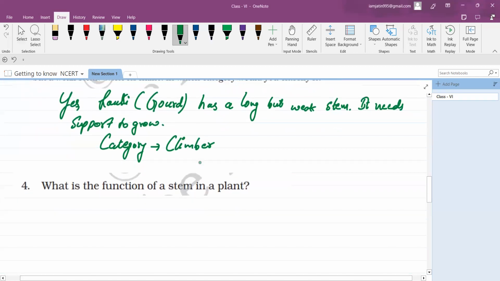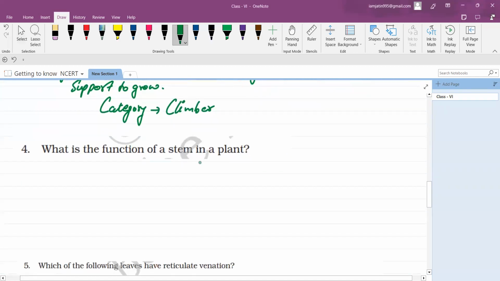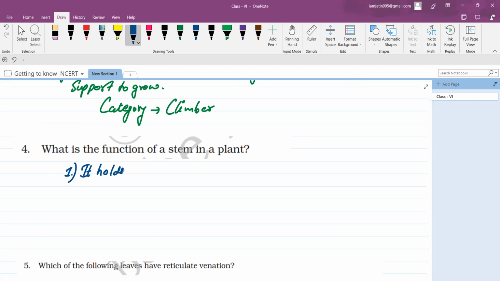Okay. Next question: what is the function of a stem in a plant? The very first function of the stem in a plant is that it holds the plant upright.